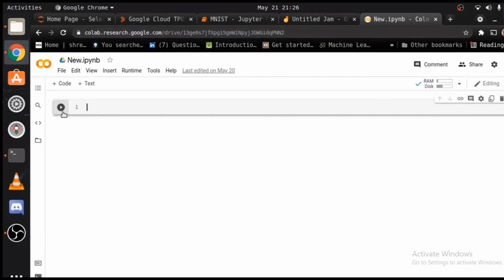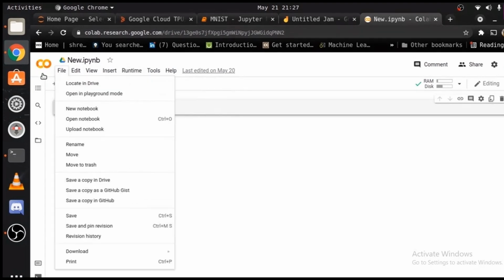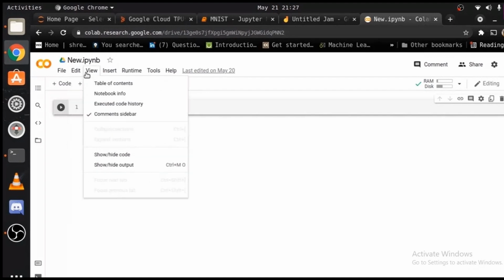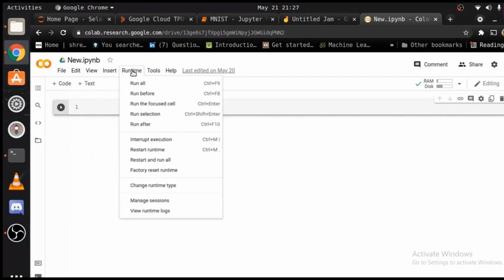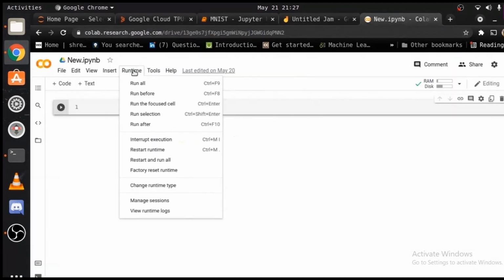Let's for example say you have this option here. Other options are mostly the same as you can find in your normal Jupyter notebook. There are a few things I will explain, but most things are the same, like select cells, cut, copy, paste, then there are views and everything. But the interesting thing here that you don't have is this runtime option. What runtime does is, if you say run all, obviously it will run everything, run before and everything. Interrupt execution: while a cell is running and you want to interrupt it, you can do that.